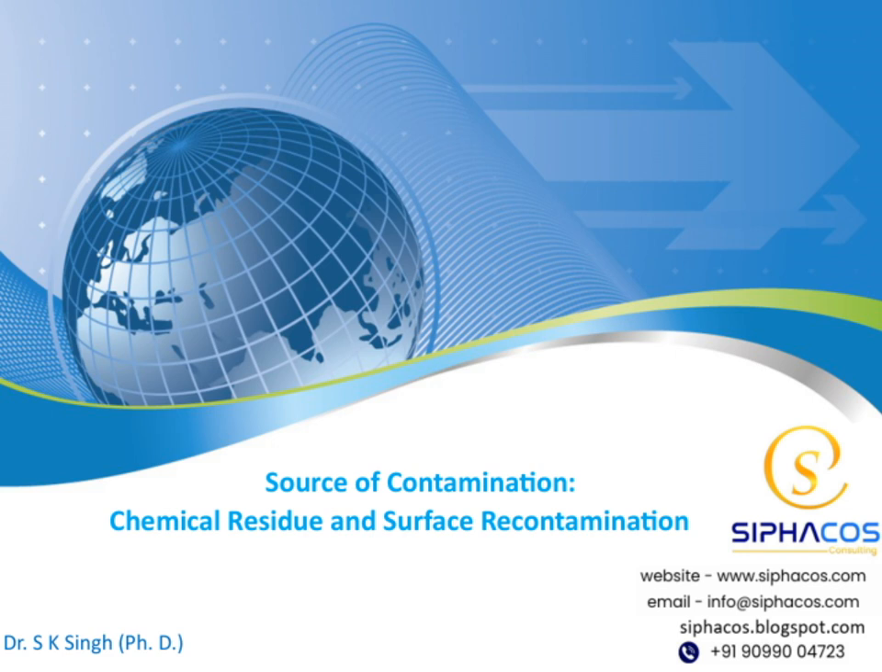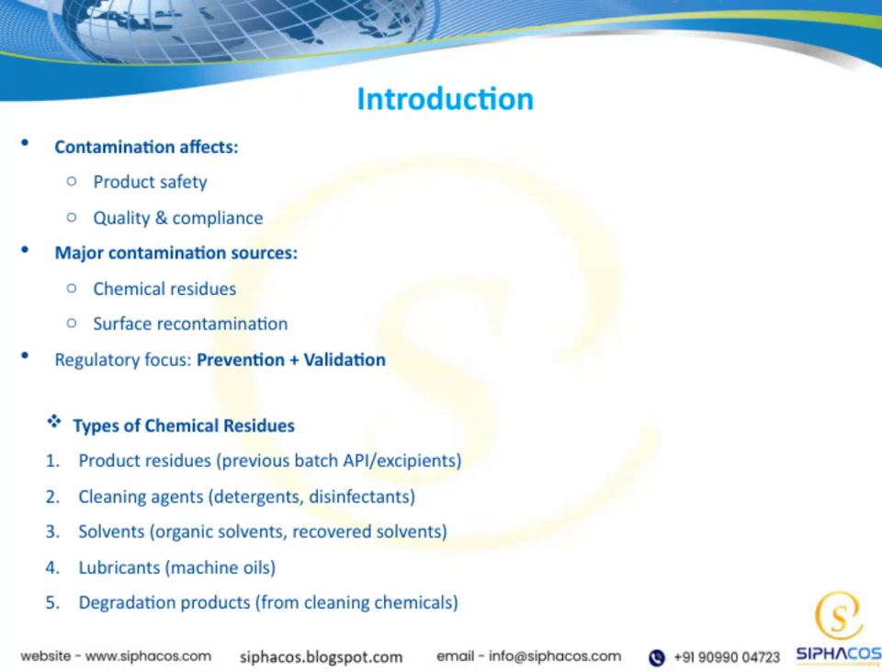Let's get started. Now, let's take a closer look at the different types of chemical residues that can be present in our processes. First, we have product residues, which are leftovers from previous batches, including active pharmaceutical ingredients and excipients. These residues can carry over if not properly cleared.